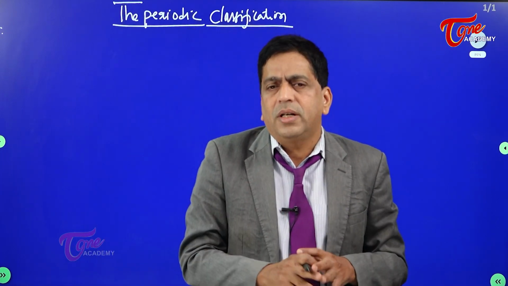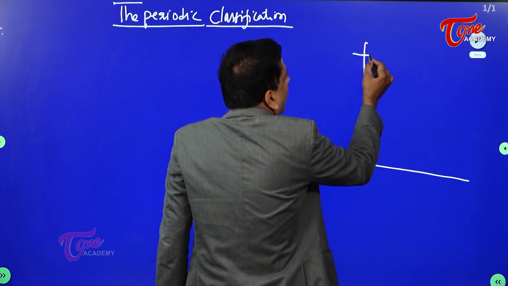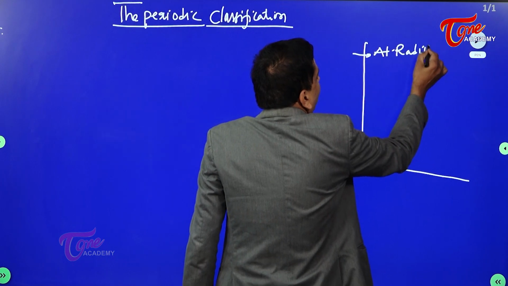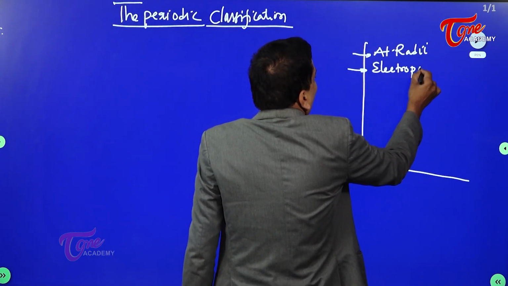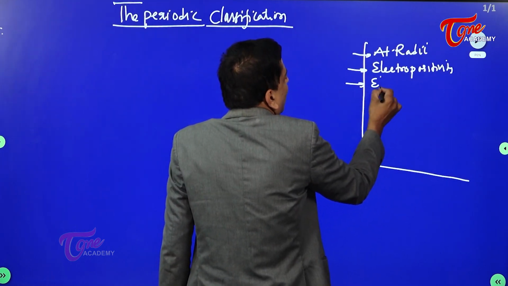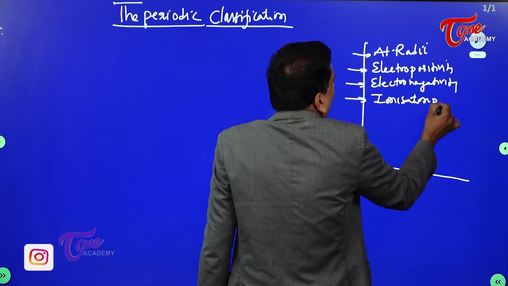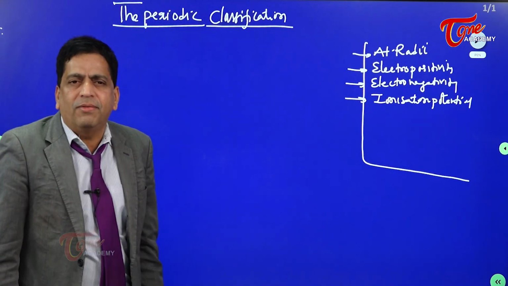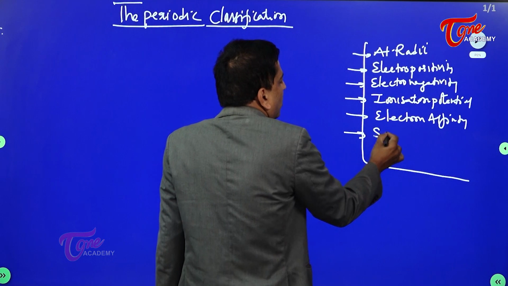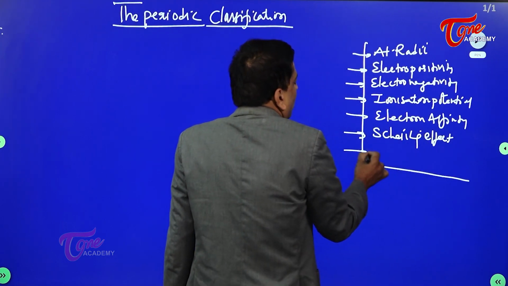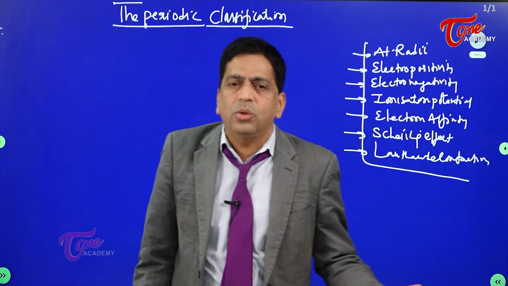But before that, I wanted to discuss in detail one more periodic property, which is extremely important. Till date, I think we have discussed all this. Discussion done for atomic radii. We have done the intense discussion for what? Atomic radii. And then we discussed about electropositivity. Then we discussed about electronegativity. Then we discussed about ionization potential. If you remember. And then we have electron affinity. And we have special focus on shielding effect. And then we discussed about lanthanide contraction. And we discussed about oxidizing power also for non-metals, right?